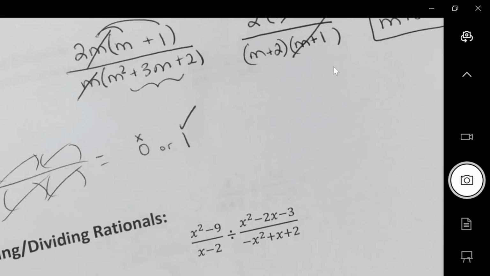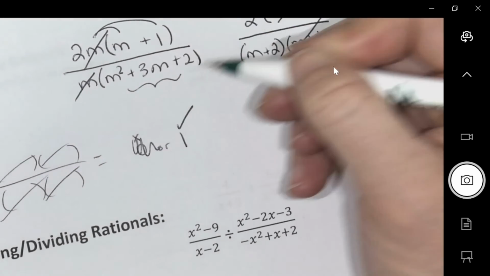If they're all crossing off, it's the understanding that you have the same thing divided by the same thing. In math, if something cancels, your answer is a 1. That always tricks people.